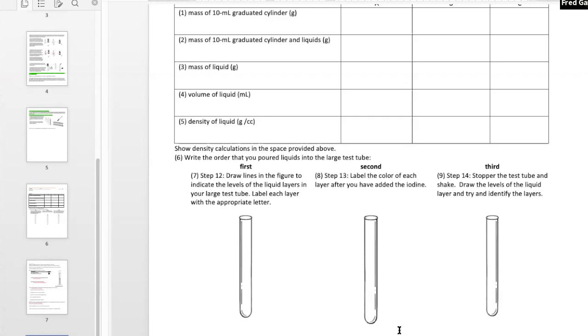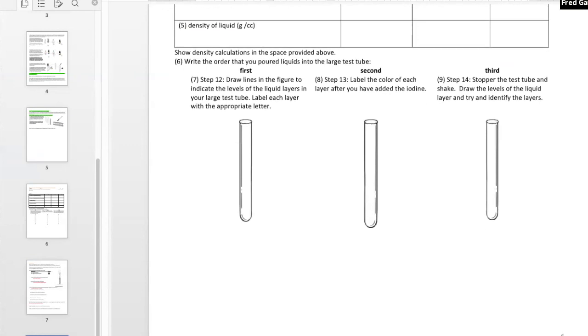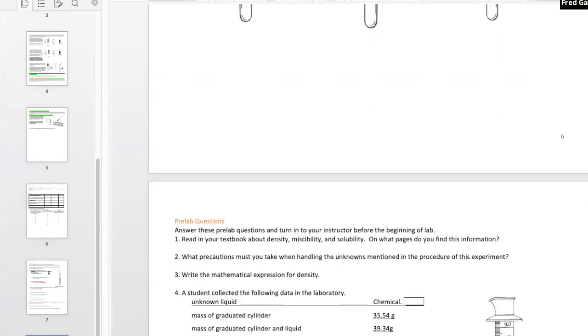But anyway, once you have those, then you're going to mix it in such a way that the most dense is going to be in the bottom and the least dense is going to be on top. So you pour your most dense first, followed by your second, and then your least dense is going to be on top.